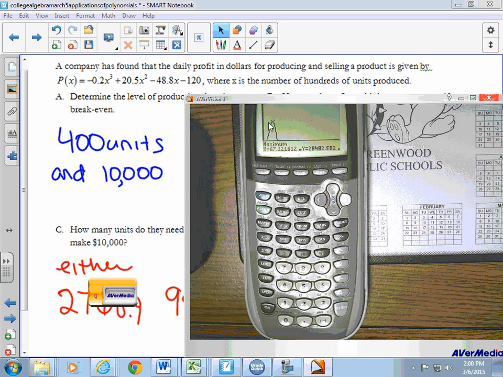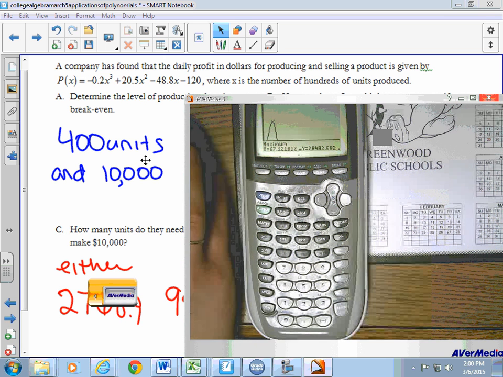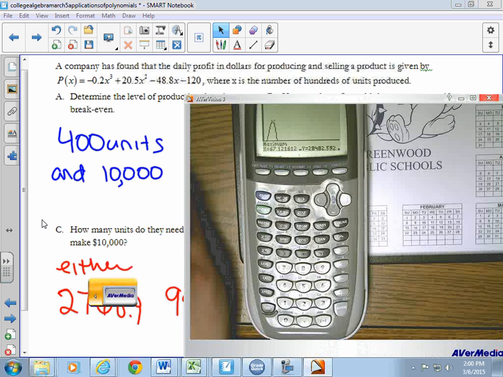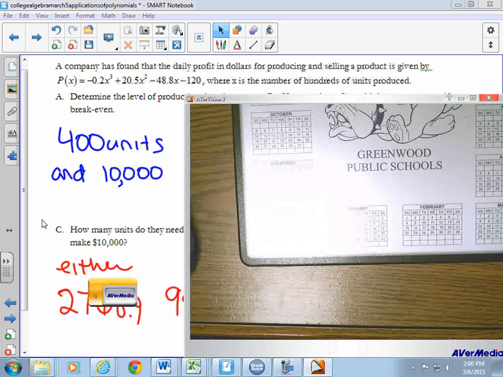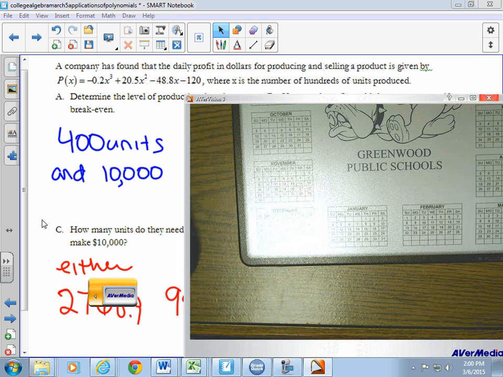Good, and 28,482. Now I've got to decide which one's which. Which one's units and which one's profit? Good, profit's the Y, units is the X, and remember with units, because I'm in hundreds of units, I'm going to move that decimal place 2 places over to get those hundreds of units.